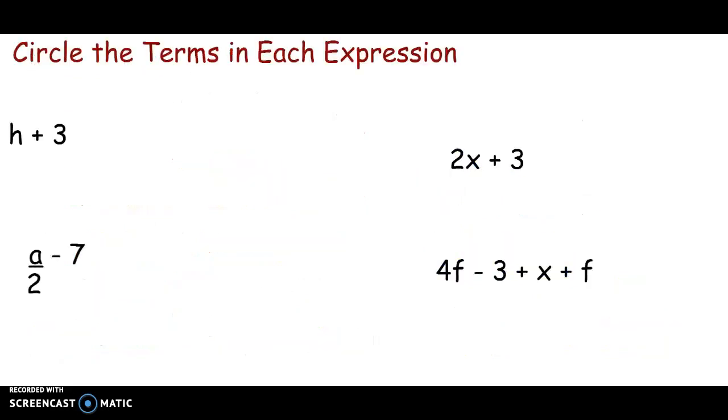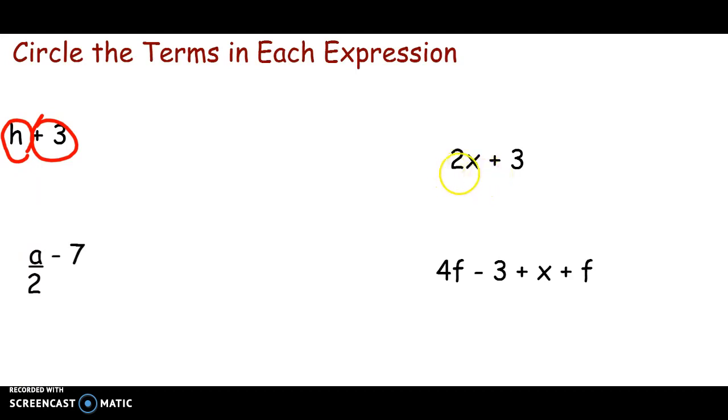So let's look at some examples here. So I have h plus 3. So my plus sign is kind of like your stop sign, but it goes with the number. So I have h, that's my first term, and then positive 3 is my second term. We're going to practice circling these terms because when we start combining them, we want to circle them first.